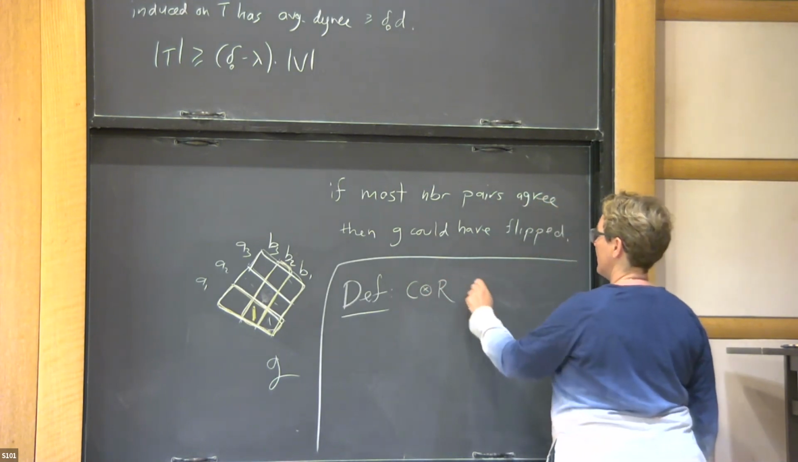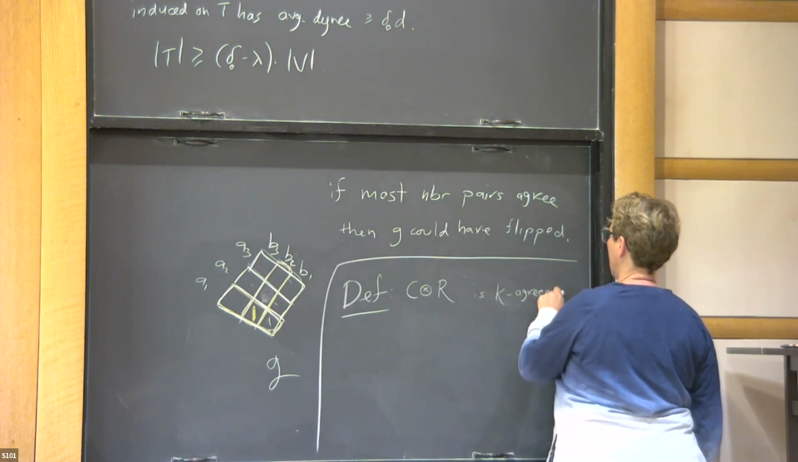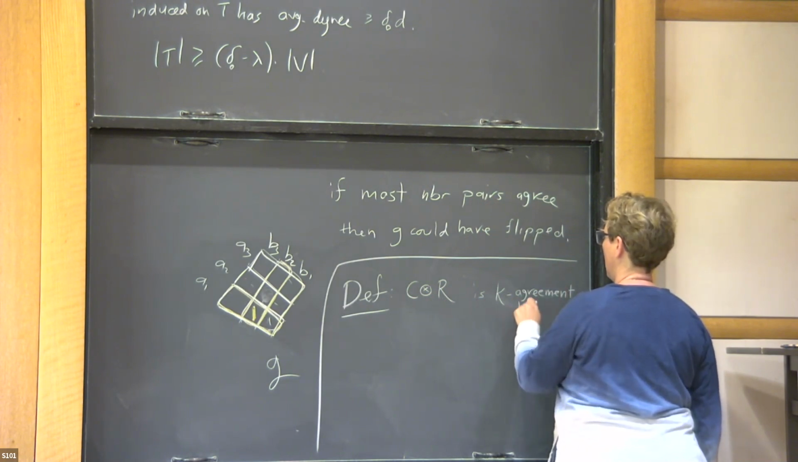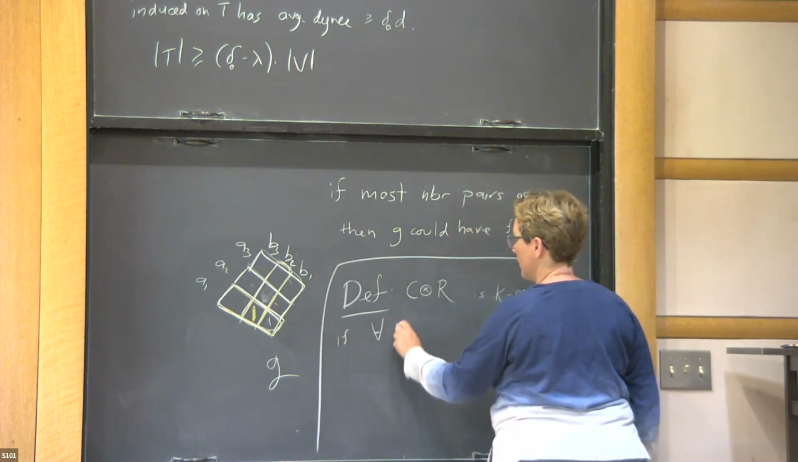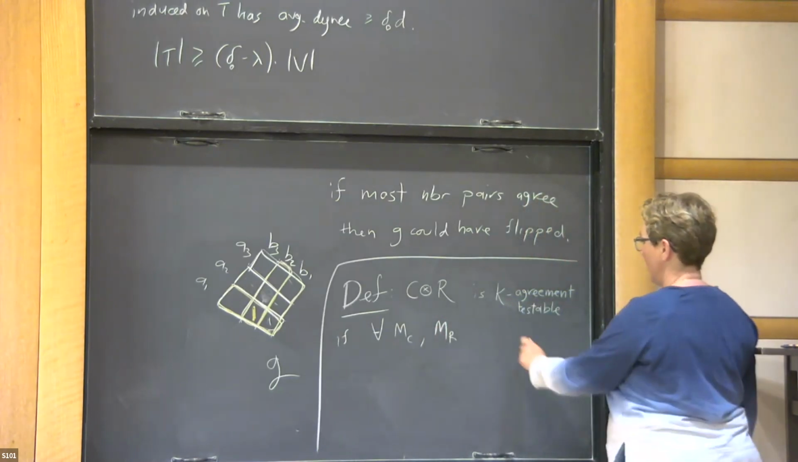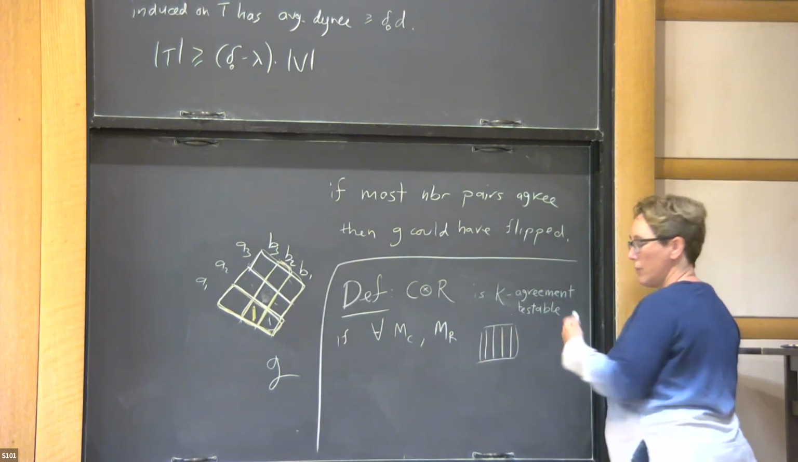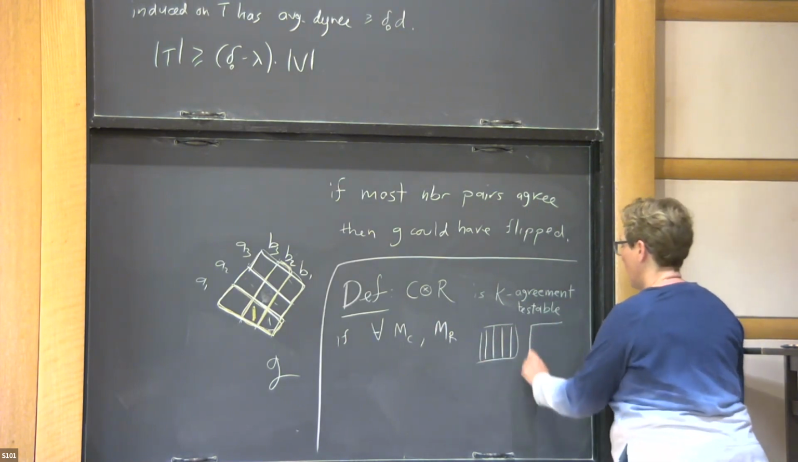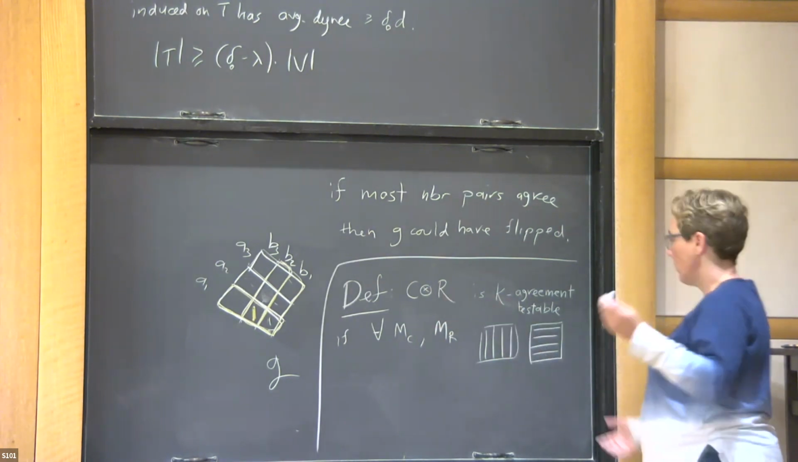And C tensor R is, I don't know, some parameter agreement testable if for every pair of matrices MC and MR. So now what is MC and MR? MC is a matrix such that the columns are in C and the rows I don't care about them. And MR is a matrix where the rows are in R and the columns I don't care about them.